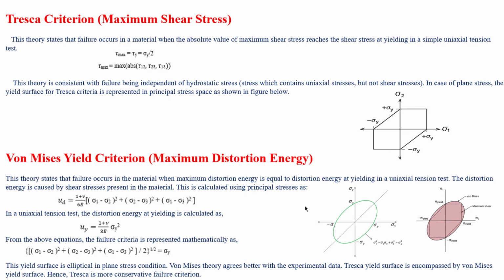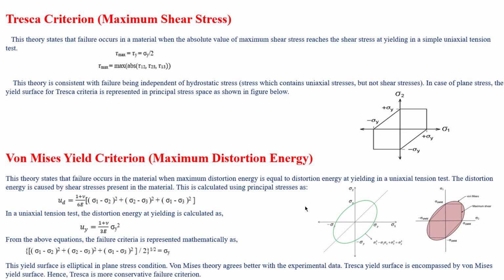So here what happens is, the failure occurs in a material due to the maximum distortion energy. So at exactly the yield point, it should be a maximum distortion energy. Okay, the failure due to the shear stresses present in the model. So that can be calculated by using this formula.